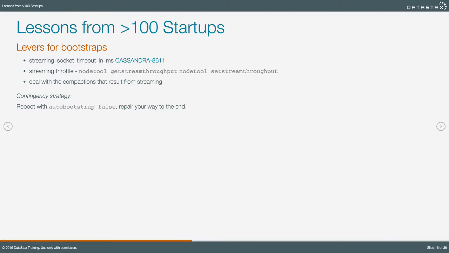There is also a contingency strategy. So if you didn't have, for example, streaming socket timeout set, and you bootstrapped most of the way, we got 95% of the data, but then our streaming sessions hung, right? You don't have to start over. One thing you can do is clear your commit log, clear your data directory, and bootstrap again. You don't have to start over. Just restart your node with bootstrap false in the YAML and repair the rest of the way, right, if you almost made it. And so that can save you, depending on your data volume, a bunch of time. We have to do this sometimes.